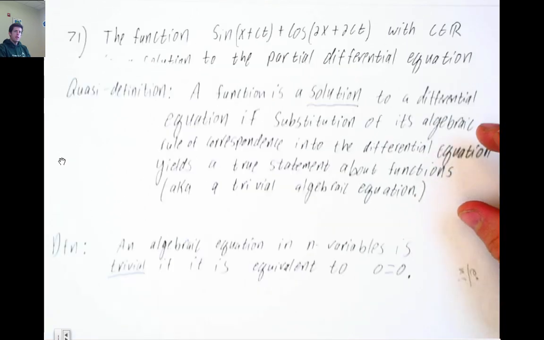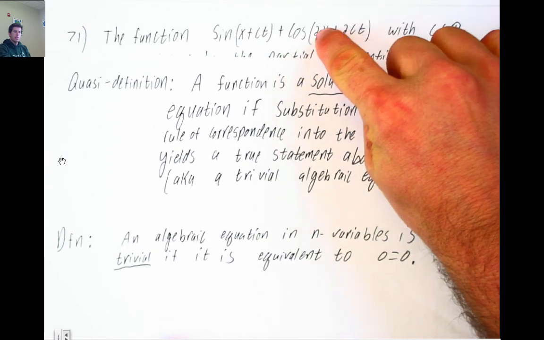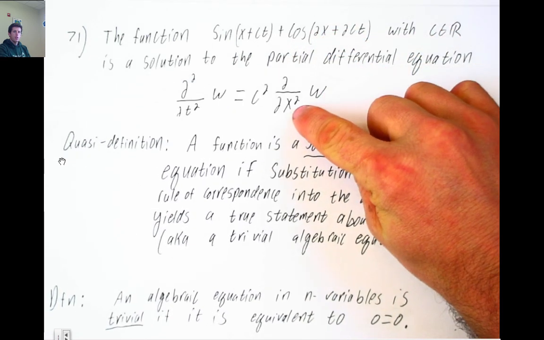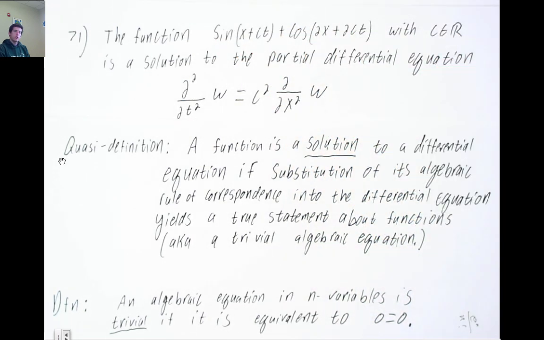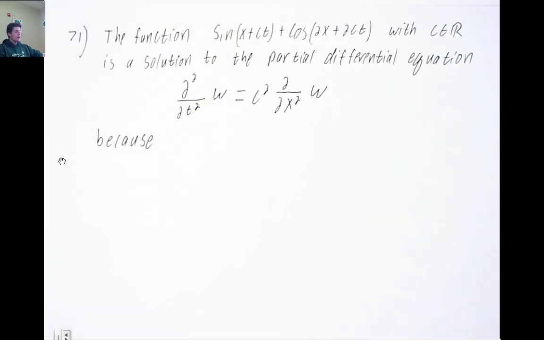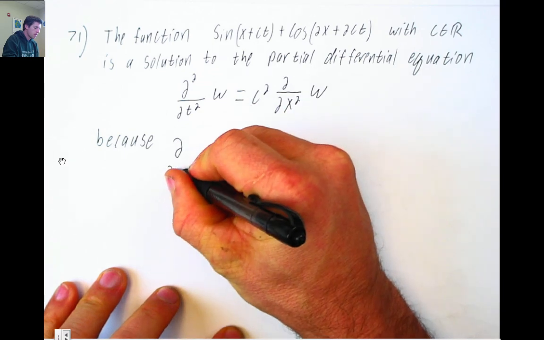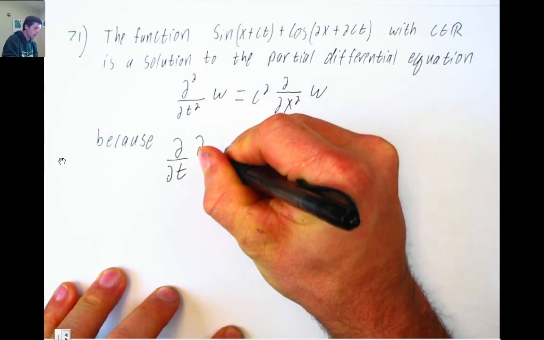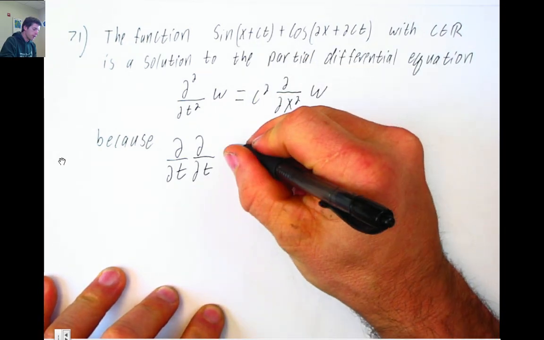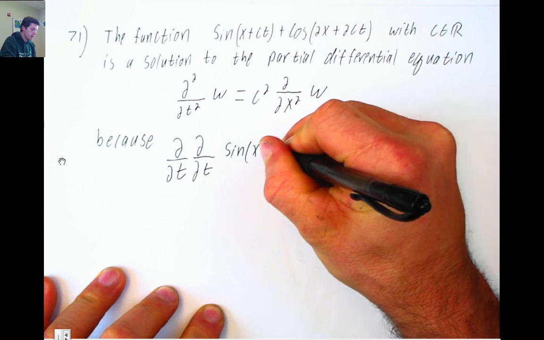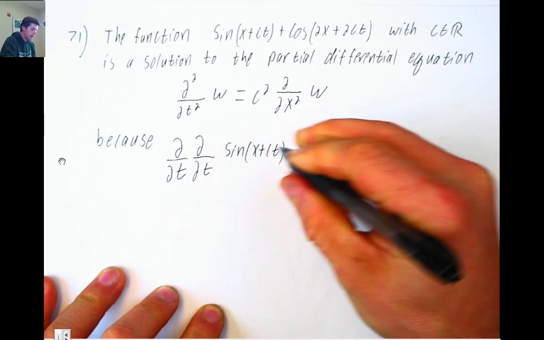That's a rather abstract idea, but let's make these two things more concrete. We're going to show that this really is a solution to this differential equation by substituting this algebraic rule of correspondence into this differential equation and showing that we get a trivial algebraic statement, that is, a true statement about functions. Now I wish to substitute in this function for w. This will take a moment, so give me a minute to write in silence.